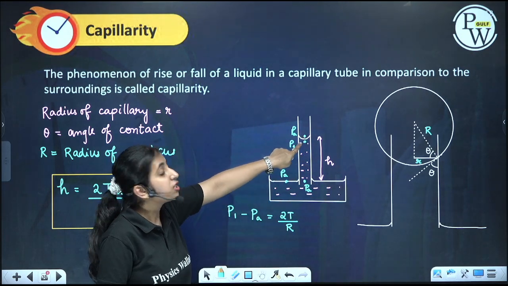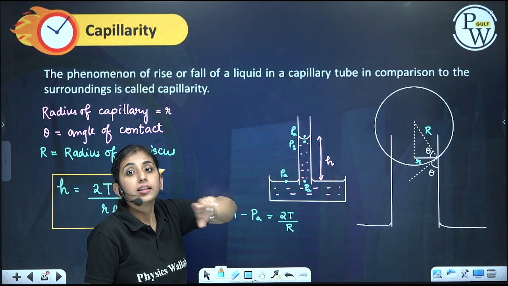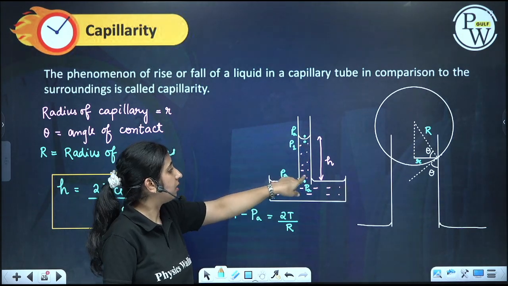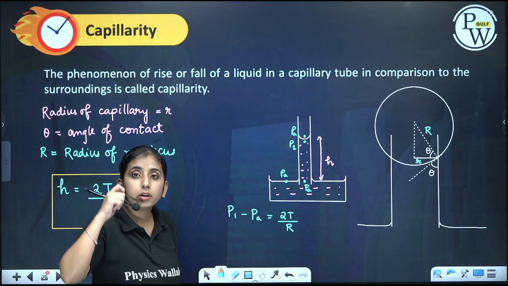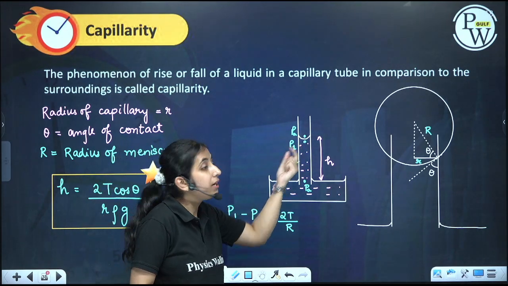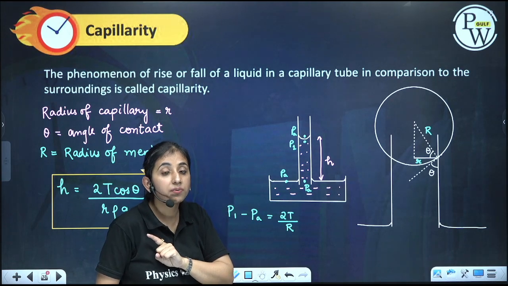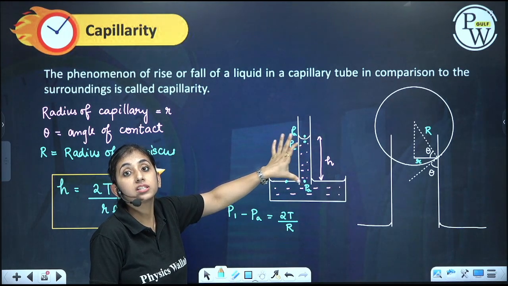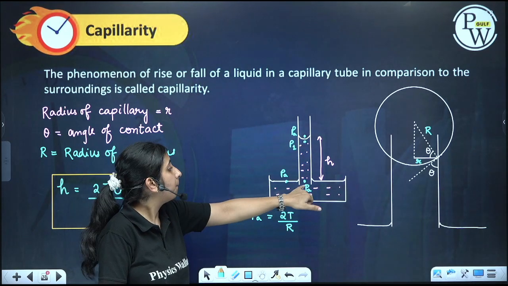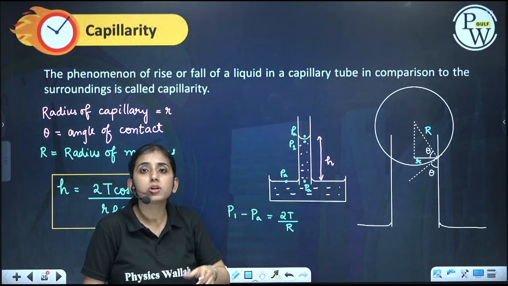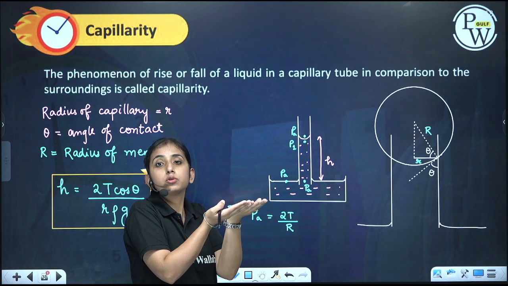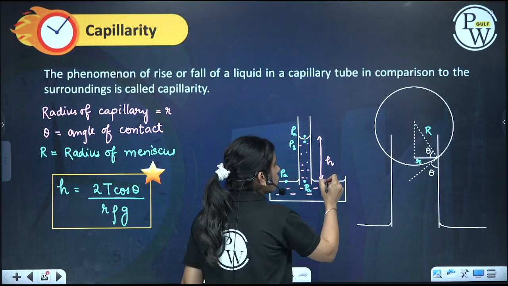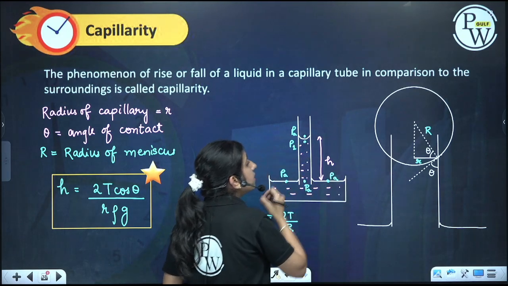Now here the pressure is P atmospheric, so here also the pressure should be P atmospheric. If this pressure is less than P atmospheric, then there should be a liquid column above it to compensate. P1 plus the pressure due to this h height of liquid column must be equal to P atmospheric. That's why the liquid rises to some height h, so that the pressure at every point is the same.